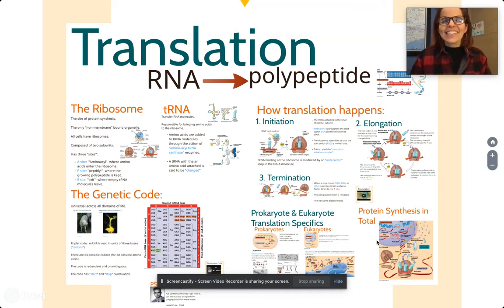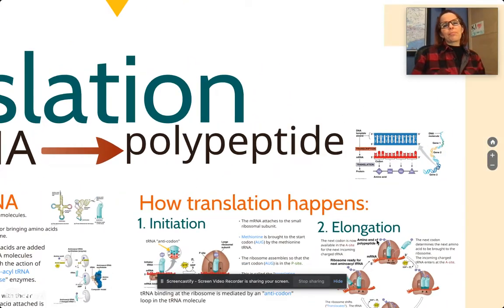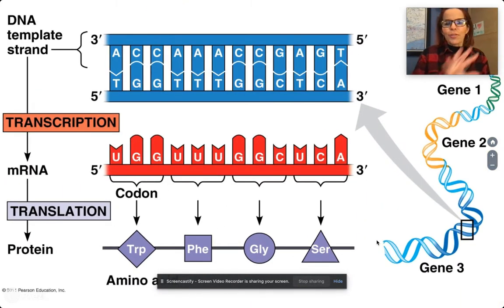Okay, translation is the last part. It's where we take our RNA and it's brought to a ribosome and it's turned into a developing protein, also known as a polypeptide. You might remember from biochemistry. So this image we've seen before. This is sort of showing you the whole thing.